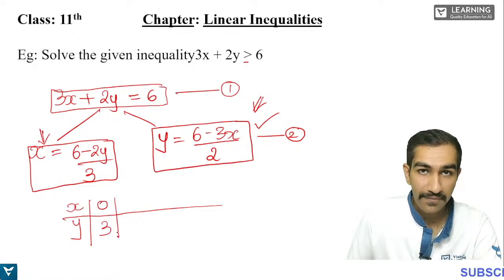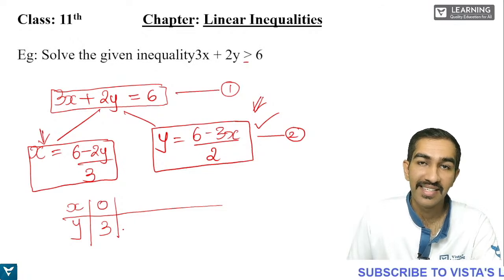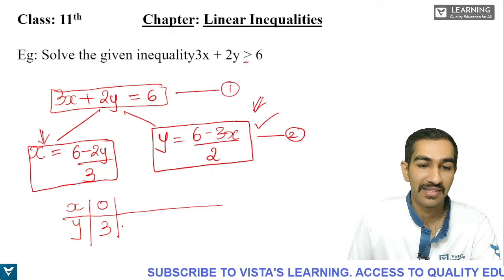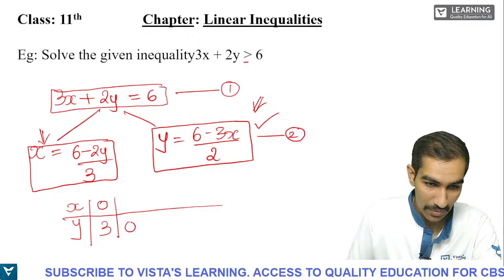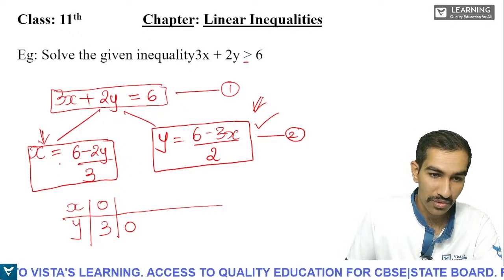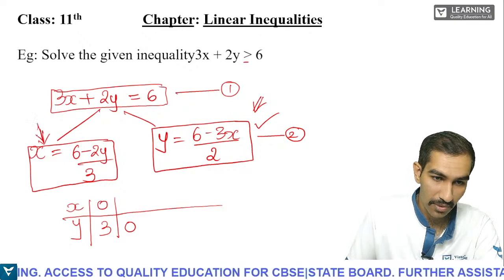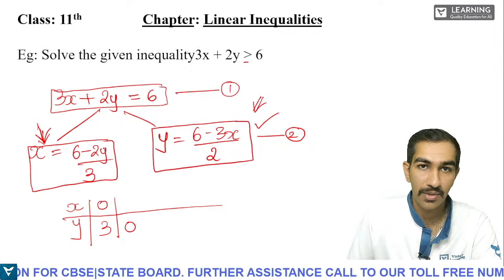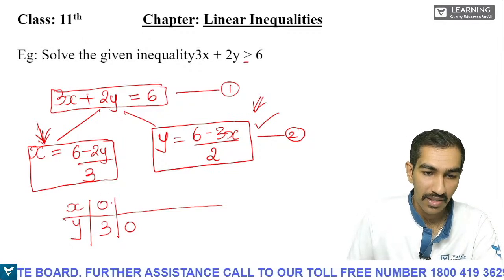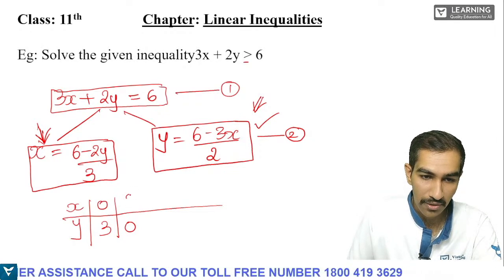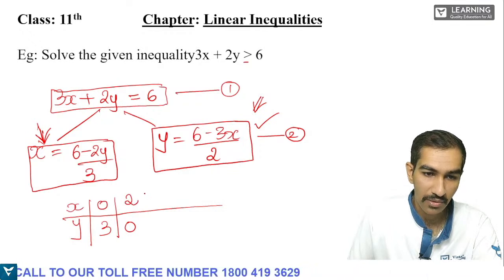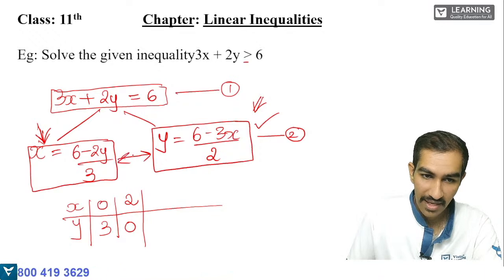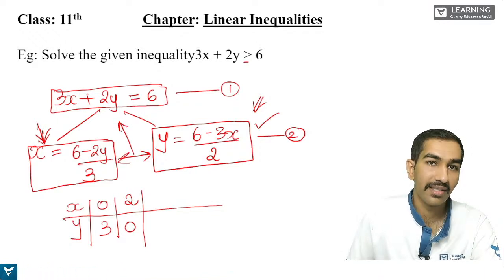What do you have to do next? Initially you put x is equal to 0, right? The next step, you put y is equal to 0. So now choose this box and put y is equal to 0. 2 into 0 is 0. 6 by 3 is nothing but 2. So when you put y is equal to 0, the value of x is 2. Both these boxes we have got from this equation only.